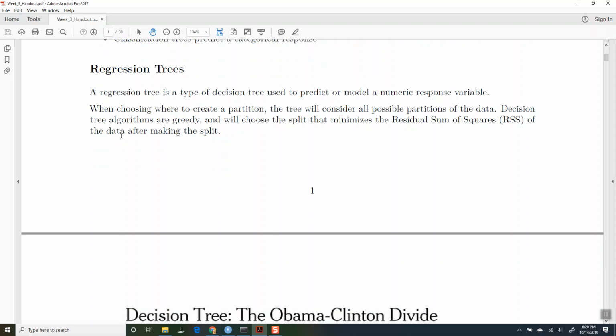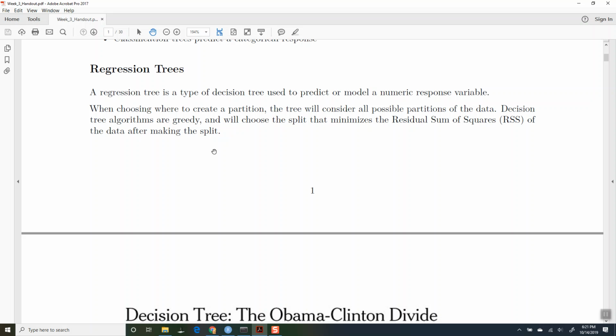Anyway, we're going to first start off just talking about regression trees, okay? A type of decision tree used to predict or model a numeric response. As far as where we choose the partition, the tree is actually going to consider every single possible partition, okay? So if you've got 100 data points in your test set, it has 99 partitions to consider, and it's going to consider every single one of them. Decision tree algorithms are greedy, and what that means is that it's going to say, all right, let's look at the RSS that we have without the partition.